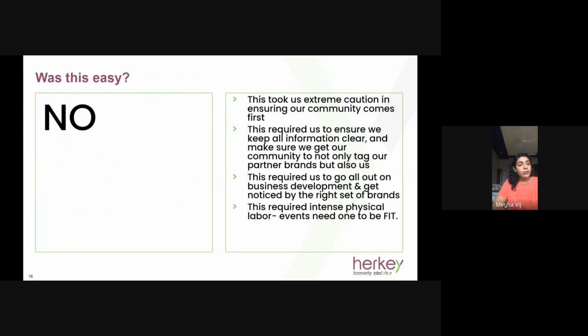Was this easy? Absolutely not. It's in very, very bold letters. This was a mammoth task. It took us extreme caution in ensuring a community comes first. We had to be very careful with events. We had to be very clear that community is the primary goal. Making them happy is the primary goal.